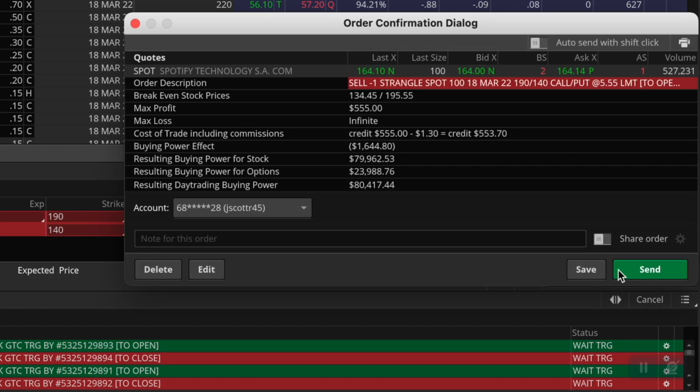Go to confirm and send. Now the buying power effect on this trade is about 1,600 bucks. That's totally fine. Still under 5% of my total account size, which is where I like to be. So now we'll just go to send.